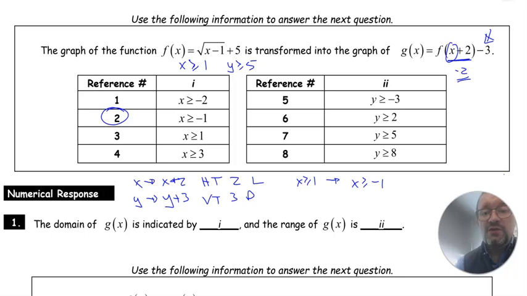My y, which started off as greater than or equal to 5, that value is going to go down 3. So if I subtract 3 from that, that's going to be y is greater than or equal to 2. And there we go. And so my answer here is going to be 2 and 6.